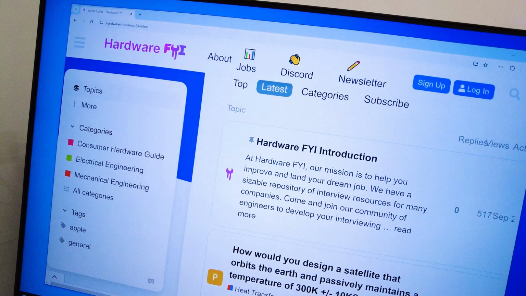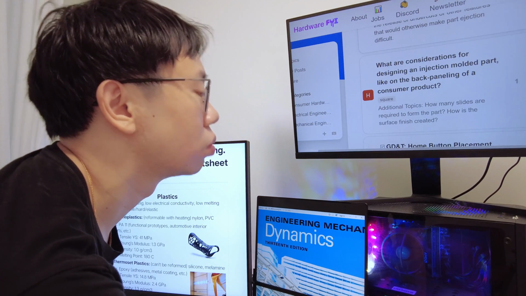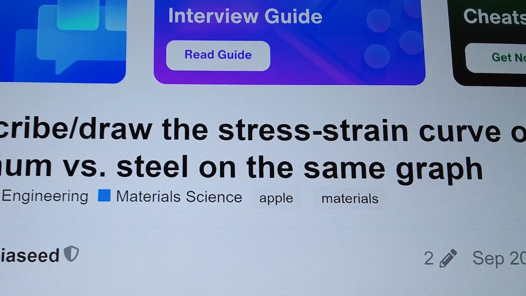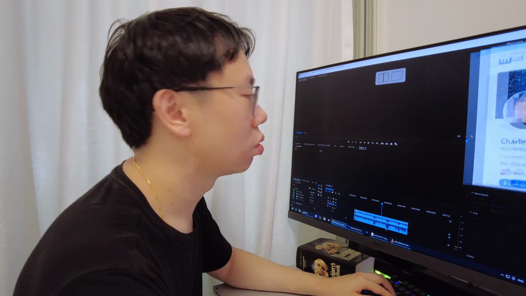Read through all the engineering fundamentals on Hardware, FYI. Don't understand anything, but memorize every keyword: cantilever beam, GD&T, stress-strain curve. Damn, I'm so smart. Go on LinkedIn to stalk my interviewer.